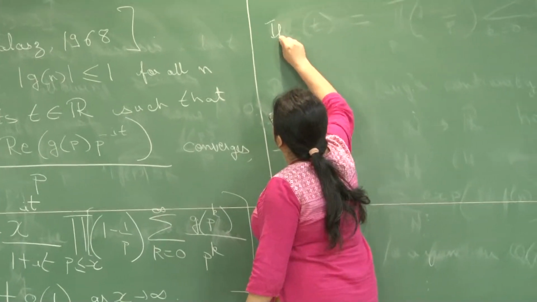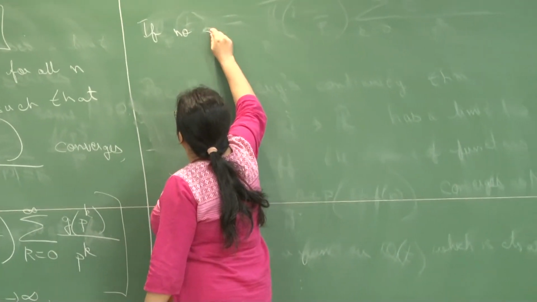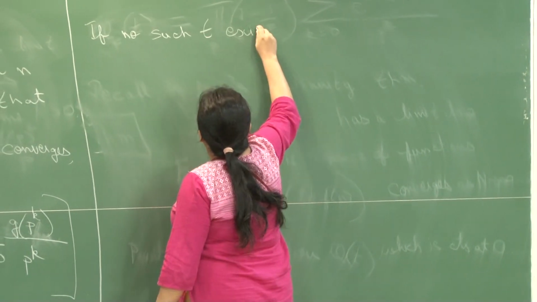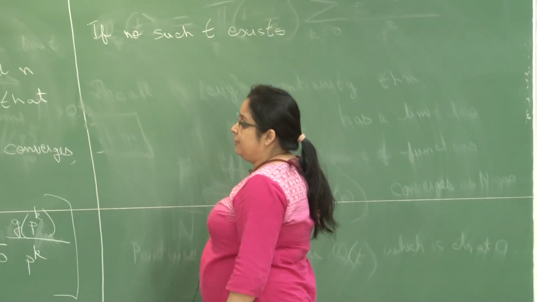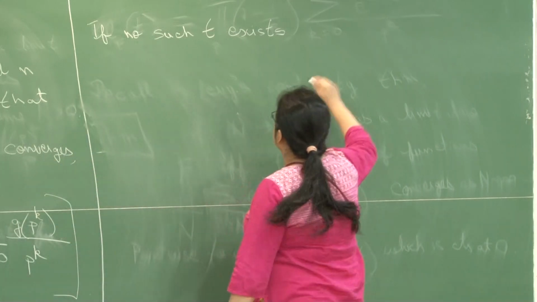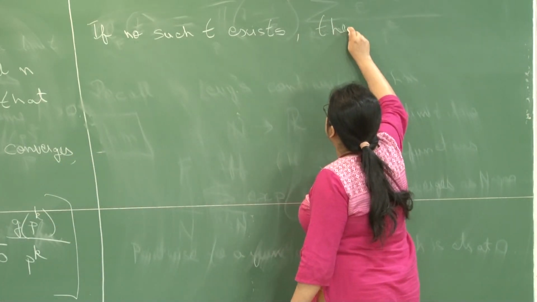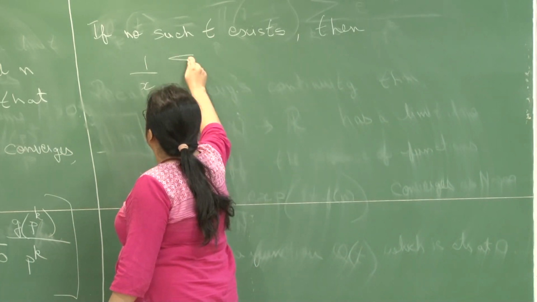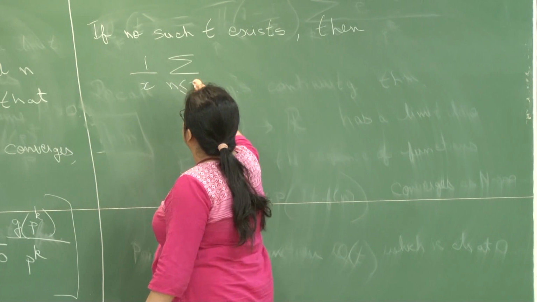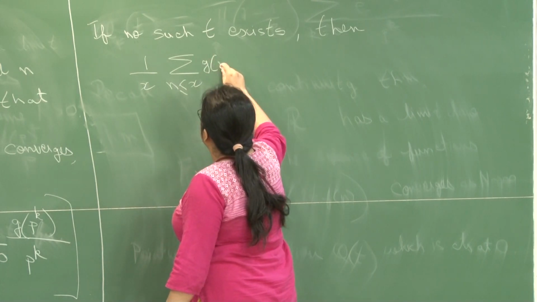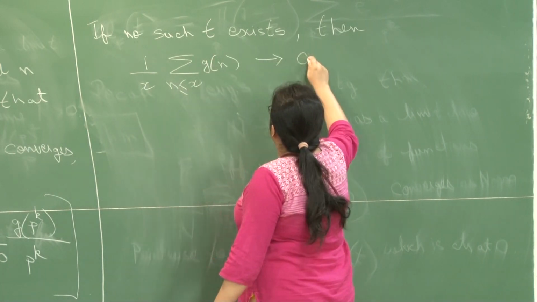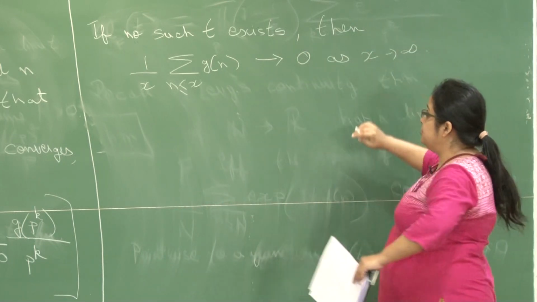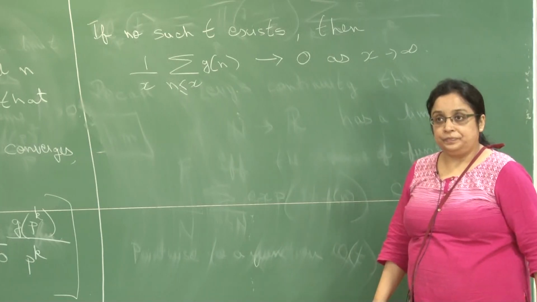If no such t exists for which this series converges, then it turns out that 1 over x times the summation over n less than or equal to x of g of n tends to 0 as x goes to infinity. So, the mean value just turns out to be 0. Okay?